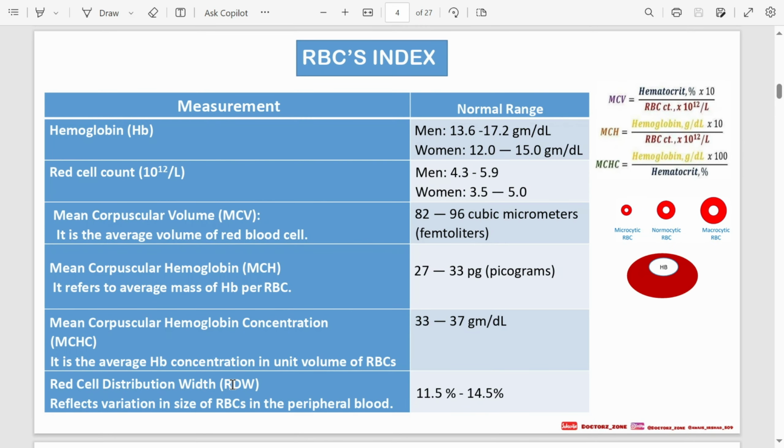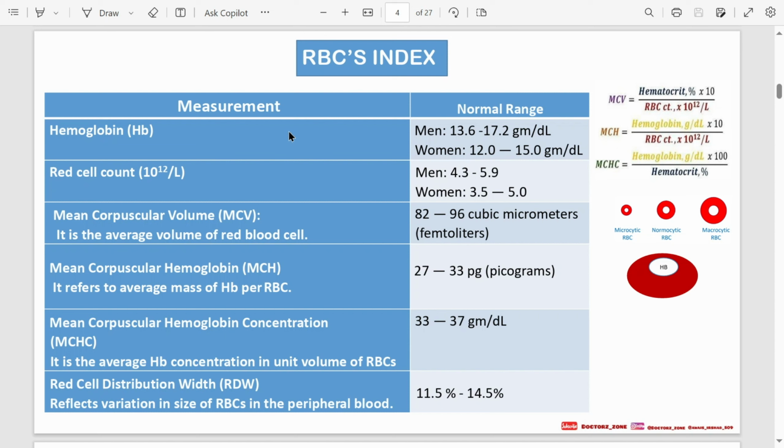So before going deep into each type of the anemia, first we are going to discuss RBC indices.